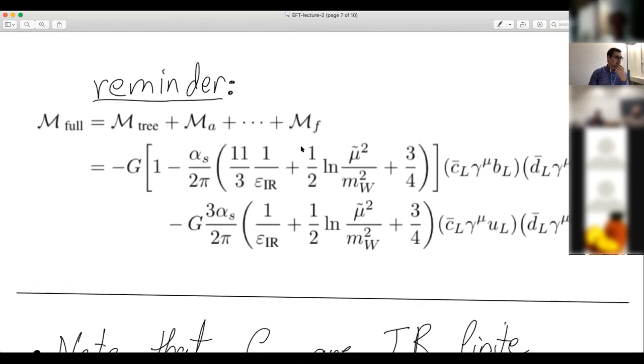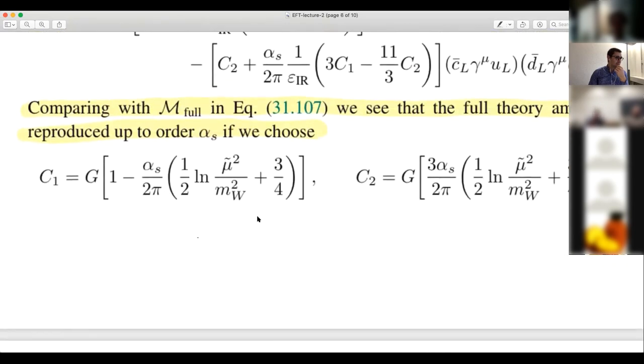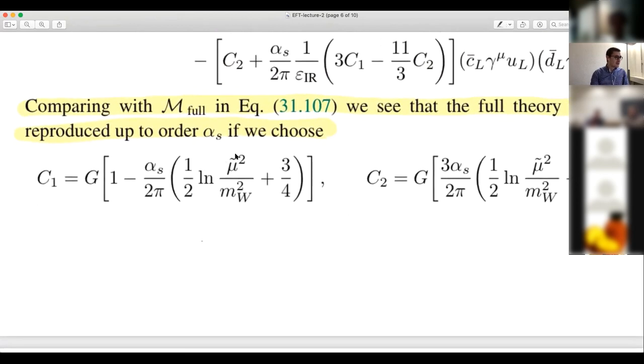So now let's look at the formula. Now we can choose this. So this scale mu, this scale which comes from dimensional regularization, it's a dummy scale. I mean, it's just introduced to measure the dimensions. We have freedom to choose it. So clearly we will choose this scale to be MW because we don't have a large logarithm. This is the matching scale, the so-called matching scale.